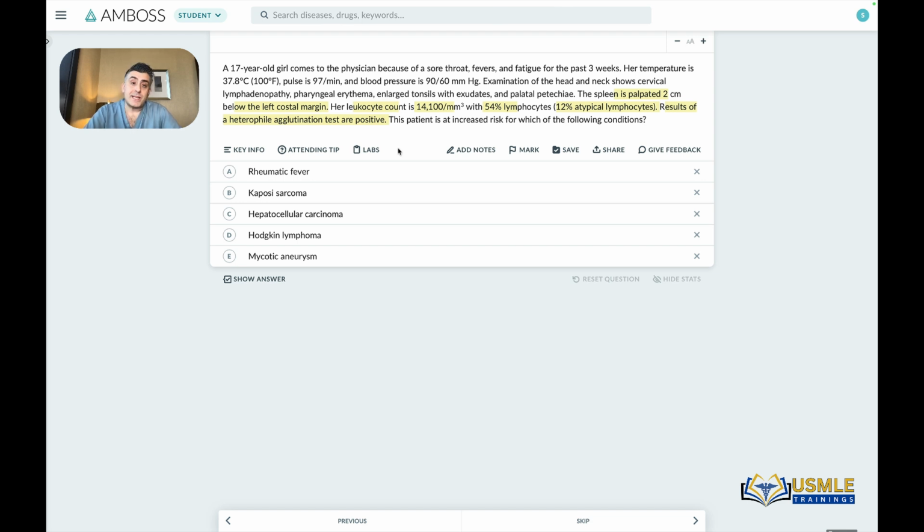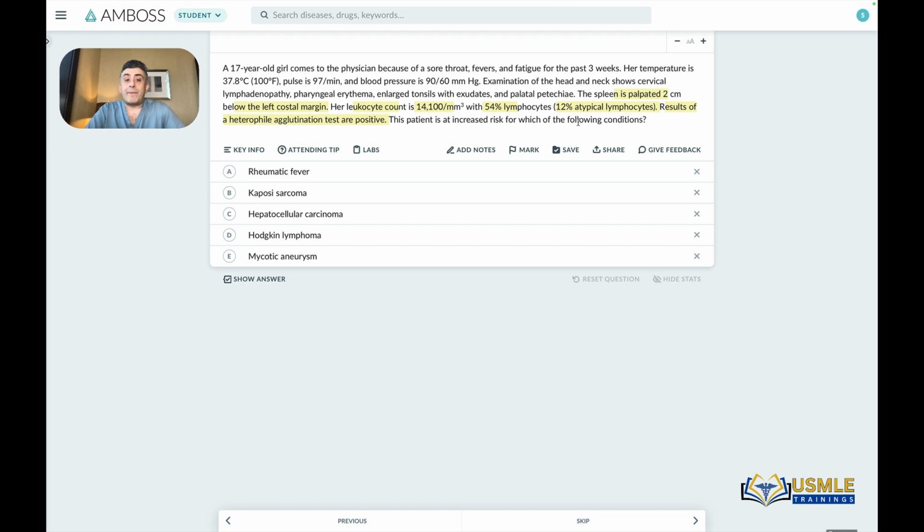Then they say the patient is at increased risk of which of the following conditions? For which of the following conditions? So we need to know associations now. You see, that's why step one can be challenging. For many, many reasons, it's not just straightforward, hey, here's a question, here's the answer. They want us to see what the patient has, and then after that, know what associations come with that condition. Like, what are they at risk of getting if they have this disease, right?